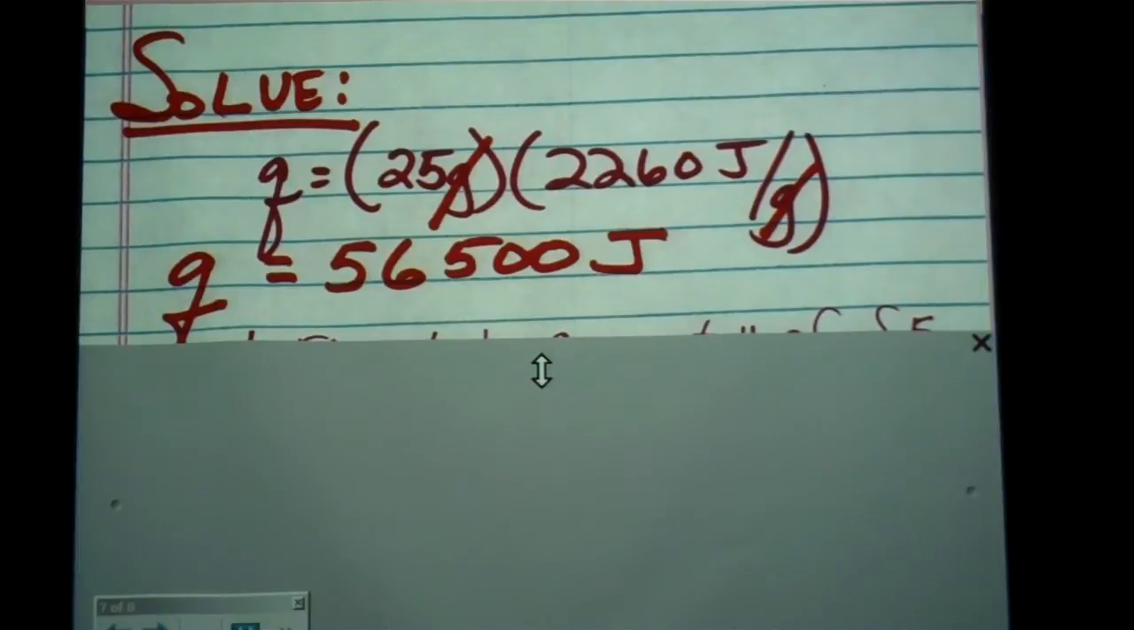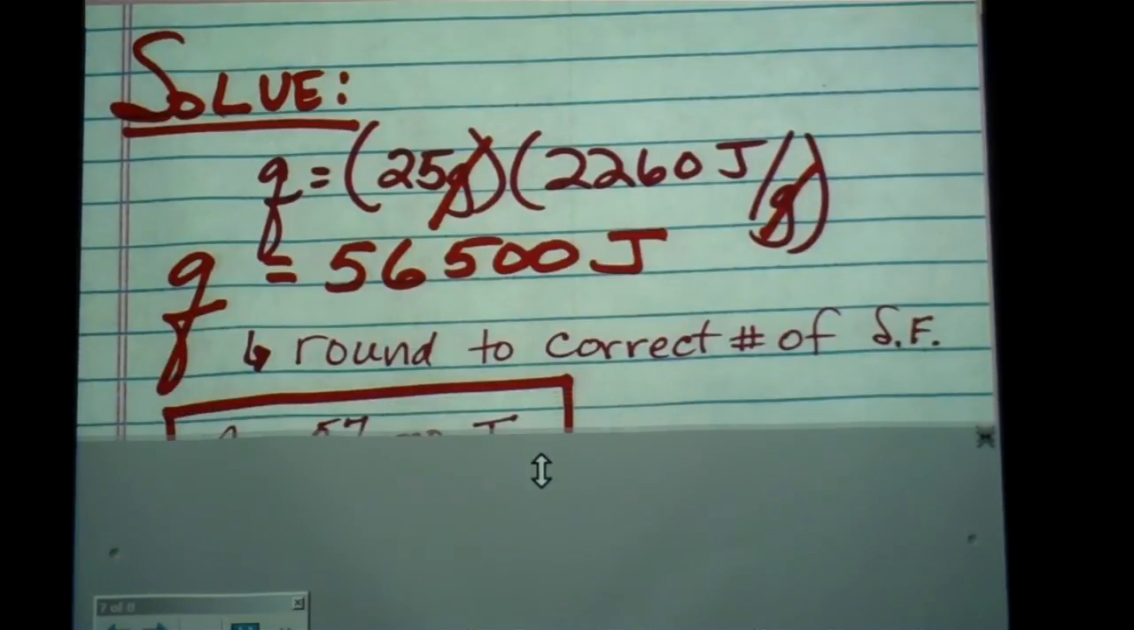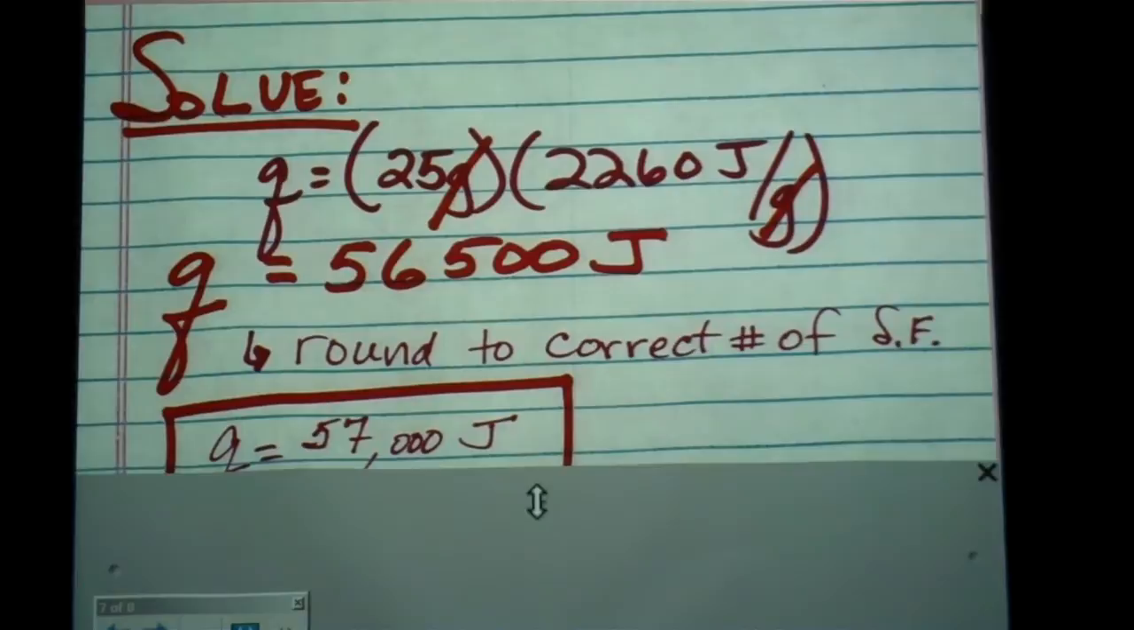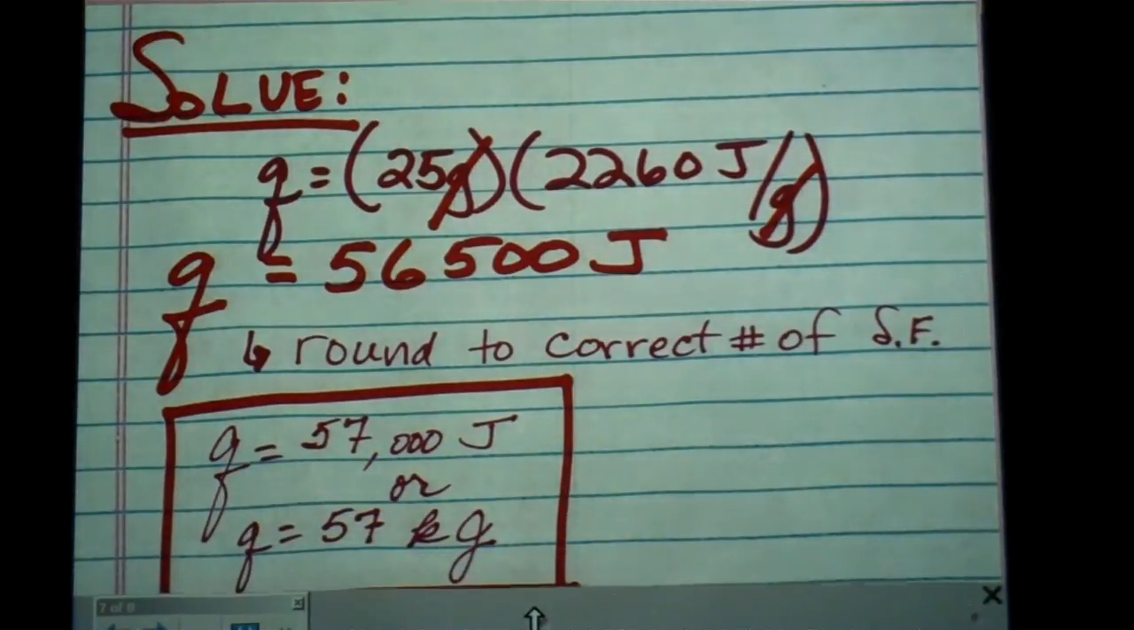Now, sometimes you're going to be asked to convert that to kilojoules. If you're going from joules to kilojoules, you're going to divide by 1,000. So, we round off first. You have 57,000 joules. And then when we divide by 1,000, we end up with 57 kilojoules. And that will give us the correct number of significant figures. That's what SF stands for, significant figures.